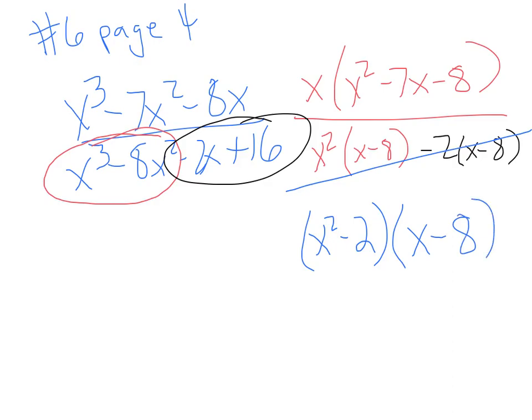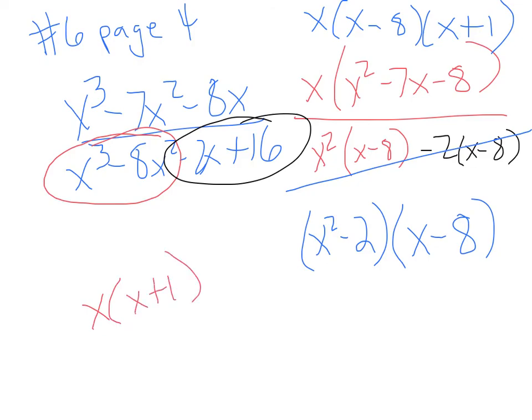Factoring by grouping is a difficult skill that a lot of people forget about. But that's the denominator. The numerator will factor to x minus 8, x plus 1. And then you can cancel the x minus 8s. So you finish with x times x plus 1 over x squared minus 2.